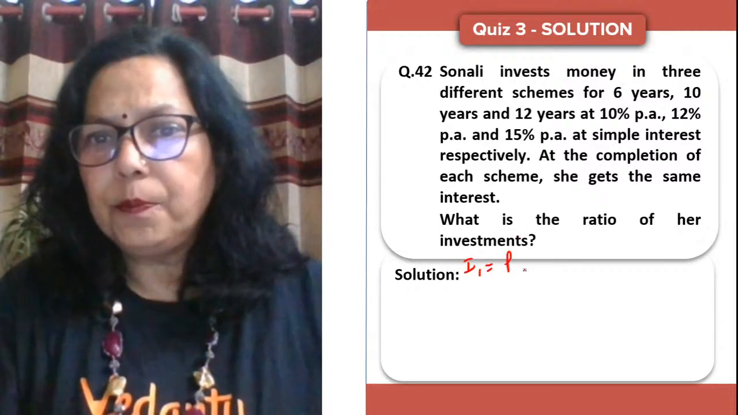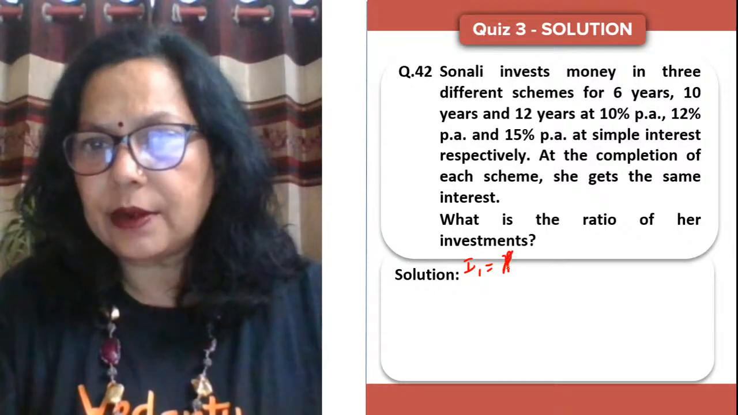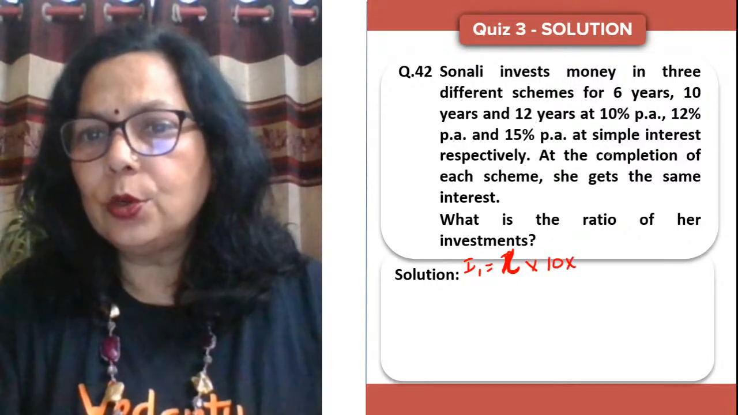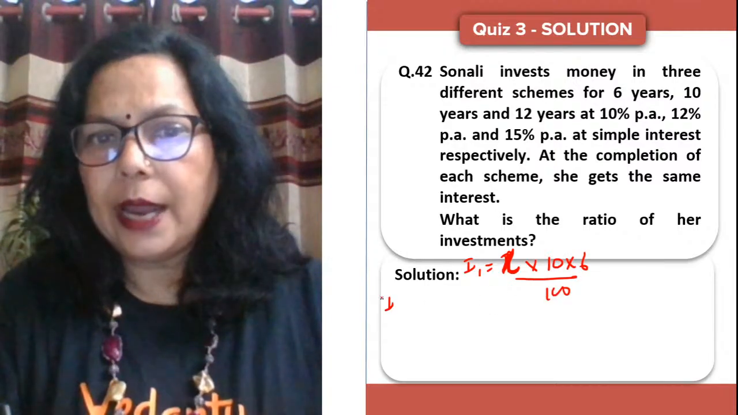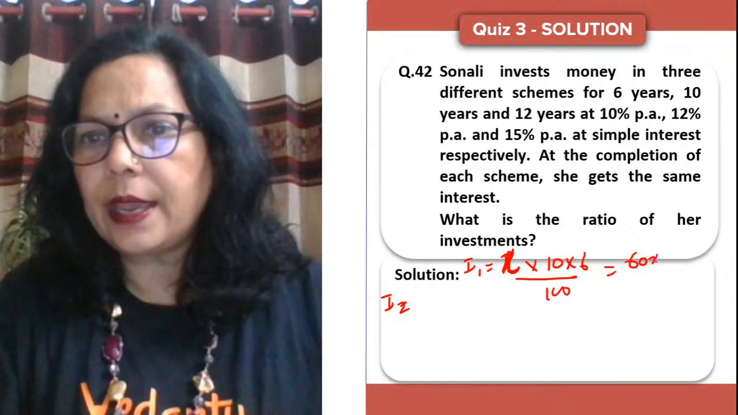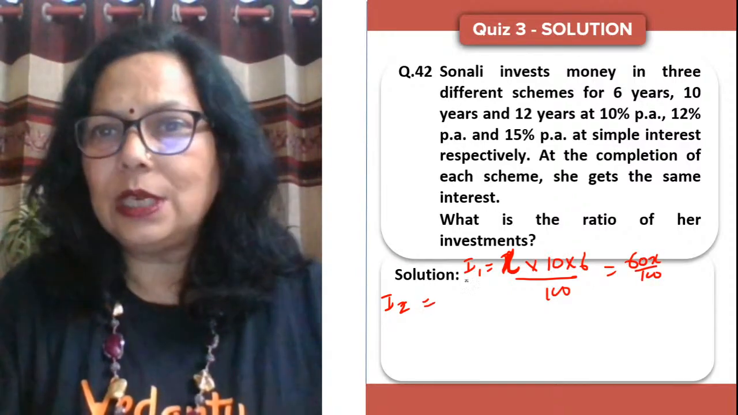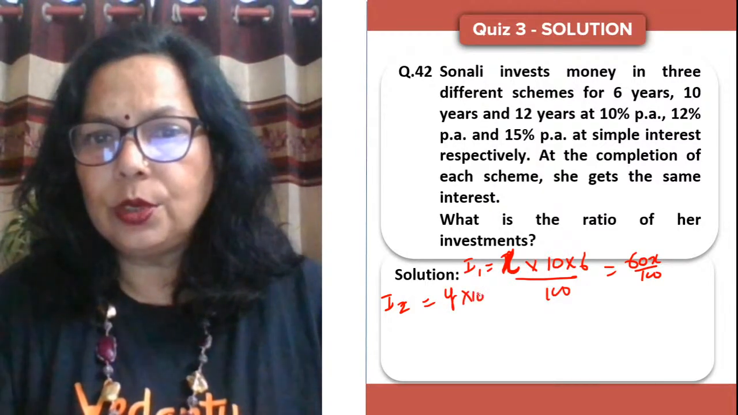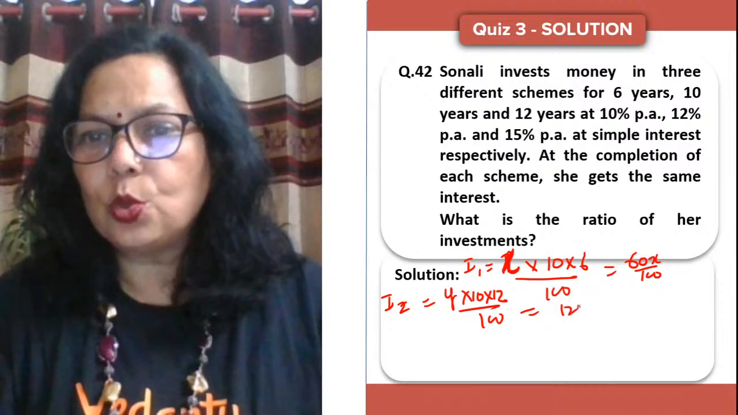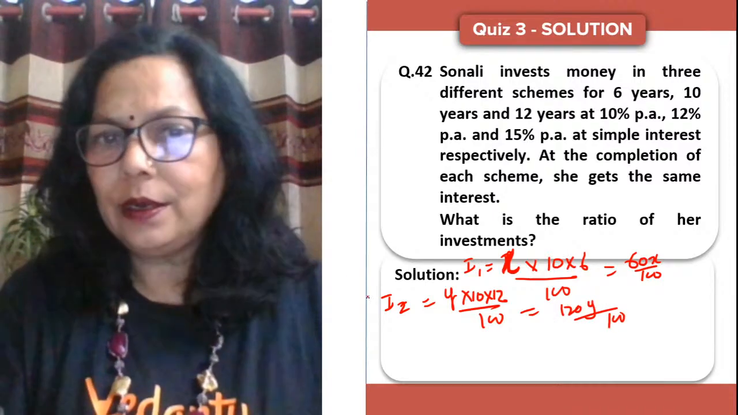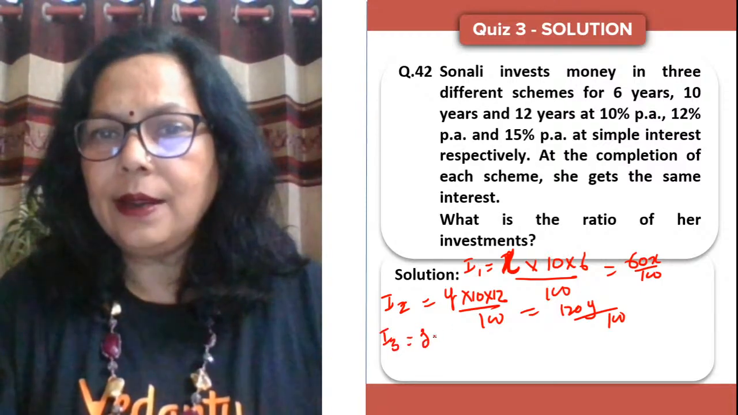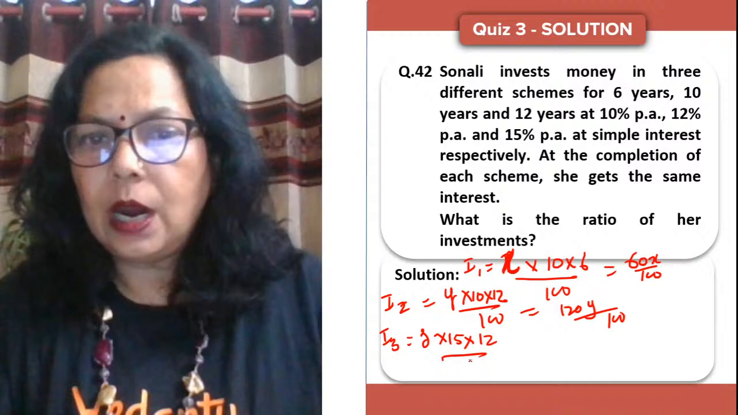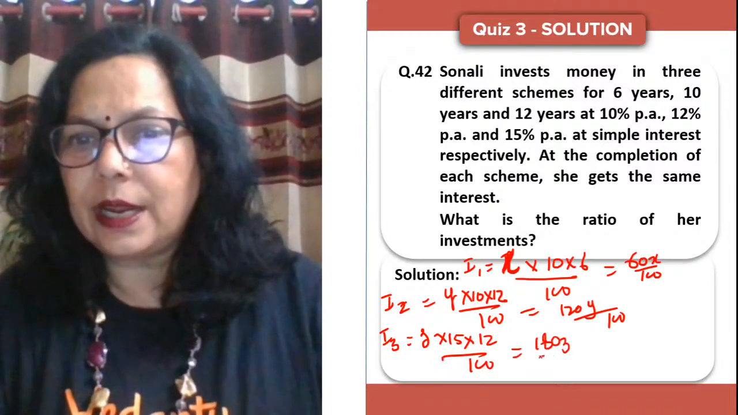I1 is P1. P1 you can write as X, into rate is how much? 10%. Into time is how much? 6 upon 100. I1 comes to 60x upon 100, right? Now I2 is equal to how much? 10 years and how much interest? 12%. So y into 10 into 12 upon 100, it comes to 120y upon 100, right? Then I3, you get z into 15 into 12 upon 100. This gives you 180z upon 100.